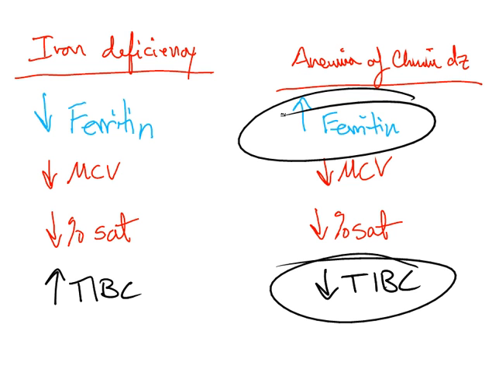Now, the treatment of the underlying inflammatory condition is paramount. You do not, I repeat, you do not give iron, okay? It's the treatment of the underlying inflammatory condition that is paramount. So that is anemia of chronic disease.